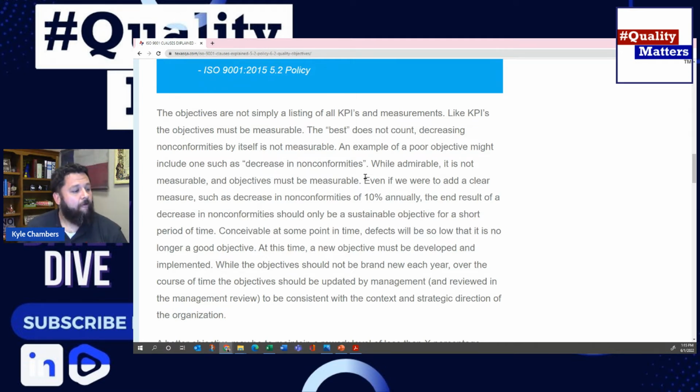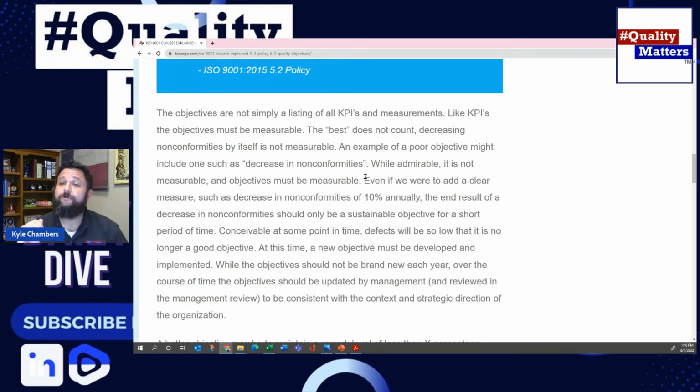Cool. Now, at some point in time, if you continue decreasing by 10% year over year, especially if you're a smaller business, that means you hit zero. Now, that's great. I would love to have zero nonconformities. But I'll be honest with you, anyone that tells me they had zero nonconformities, typically I don't believe it. Typically, that's a sign that they've not been looking hard enough or deeply enough.